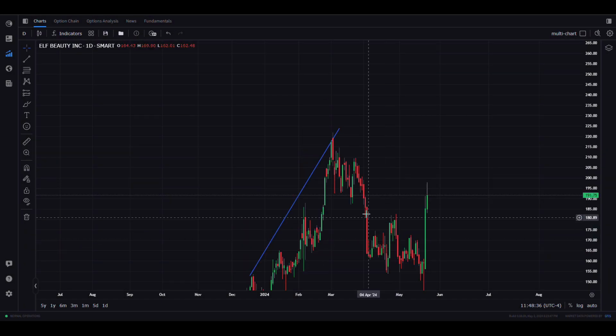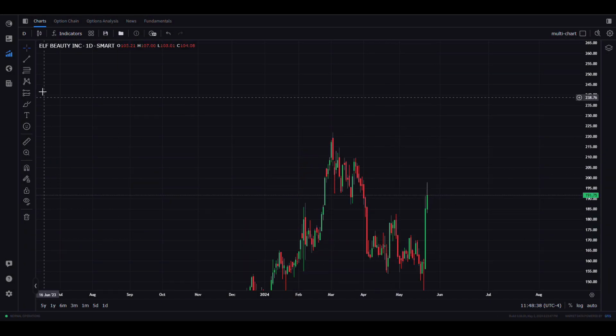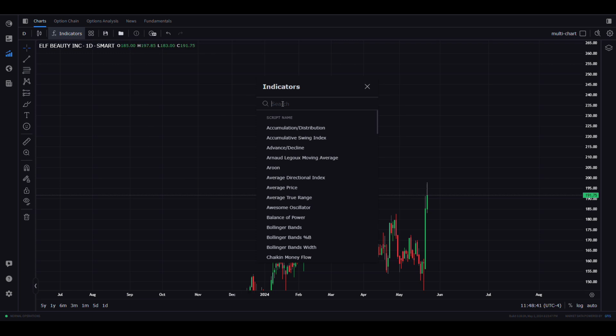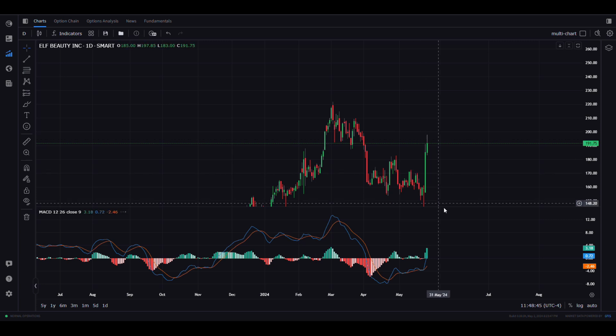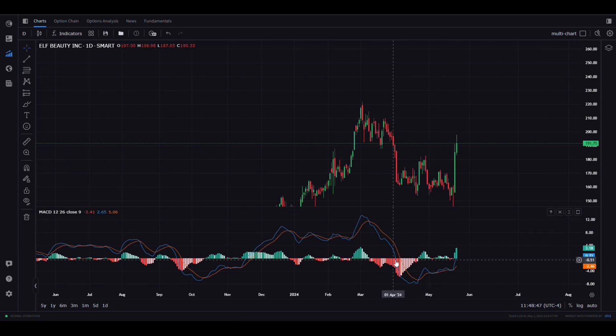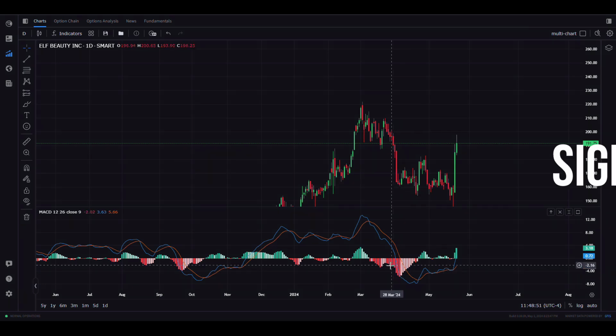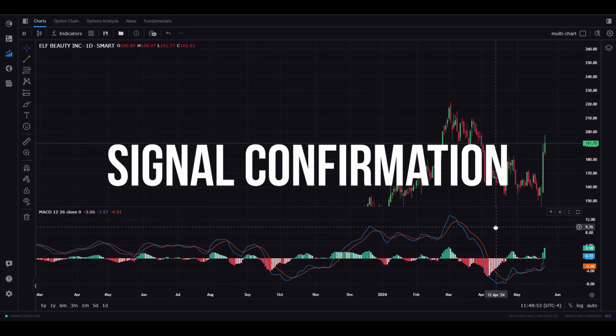Trend identification. Traders use MACD crossovers and histogram analysis to identify the direction and strength of the trend. A rising MACD line and positive histogram values indicate bullish momentum, while a declining MACD line and negative histogram values indicate bearish momentum. Signal confirmation.